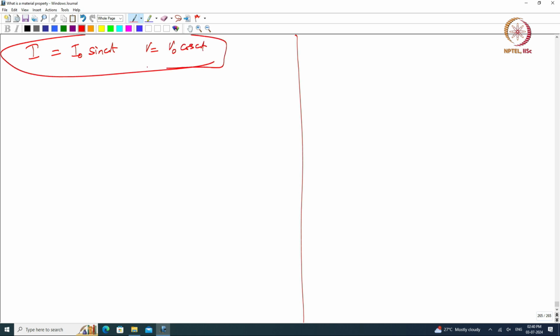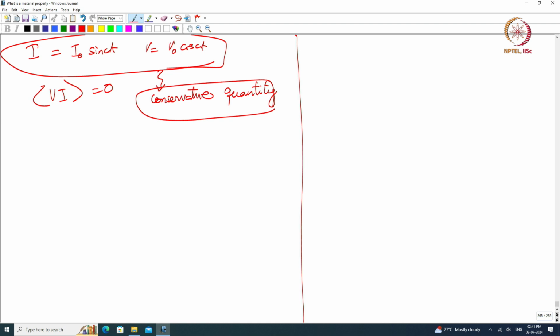So, although I have some sort of a current, this oscillating current is oscillating as I naught sin omega t, and the voltage is oscillating as V naught cos omega t, but in this case the average VI product is 0. So, this is still a conservative quantity. The capacitance is still a conservative quantity.